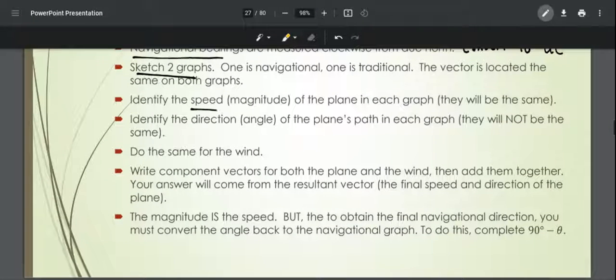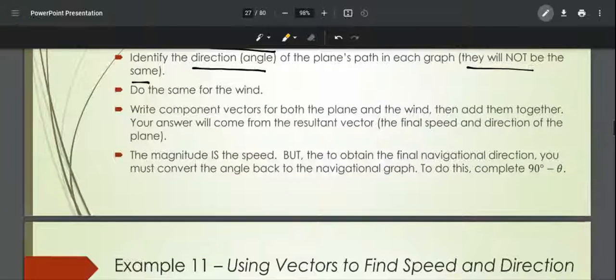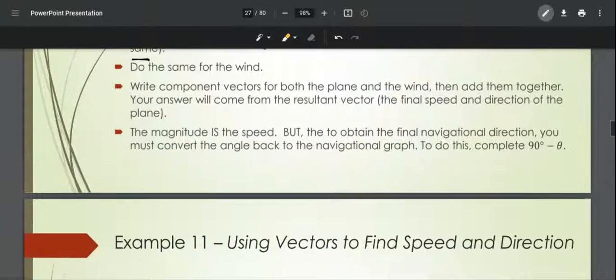We have to identify the speed and magnitude. Remember, your speed is your magnitude. And then we have to identify the direction, which will be the angle that it's flying at. Your angle that they give you will not be the same as the angle that you use. If they tell you that it's flying in the direction of 60 degrees, you're not using 60 degrees. 60 degrees navigation is different than 60 degrees unit circle. Same thing for the wind.